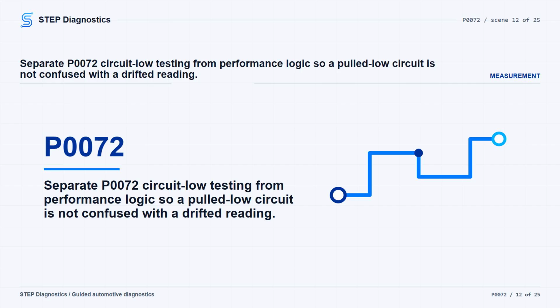The performance style monitor runs with the ignition on after an 8-hour cold soak on the previous engine off cycle, and the ambient air, intake air, and engine coolant temperature values are above -64 degrees C, -83 degrees F. A performance fault is based on the sensor signal being irrational, typically not within 10 degrees C, 15 degrees C, 18 degrees F, 27 degrees F, of the other engine temp sensors. Circuit load testing is still the priority for P0072, but that context helps separate a pulled low circuit from a drifted or stuck sensor reading.